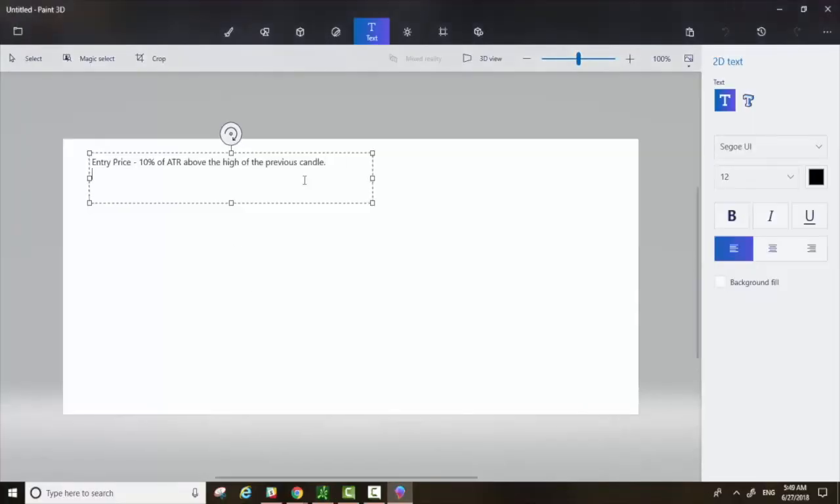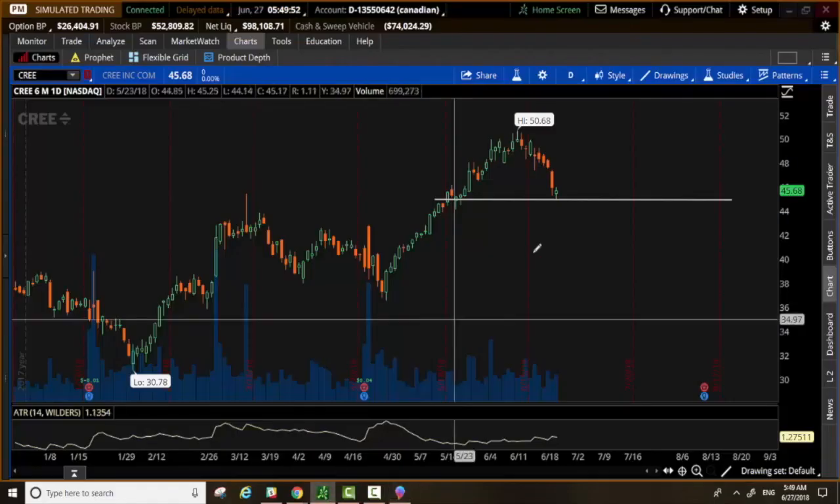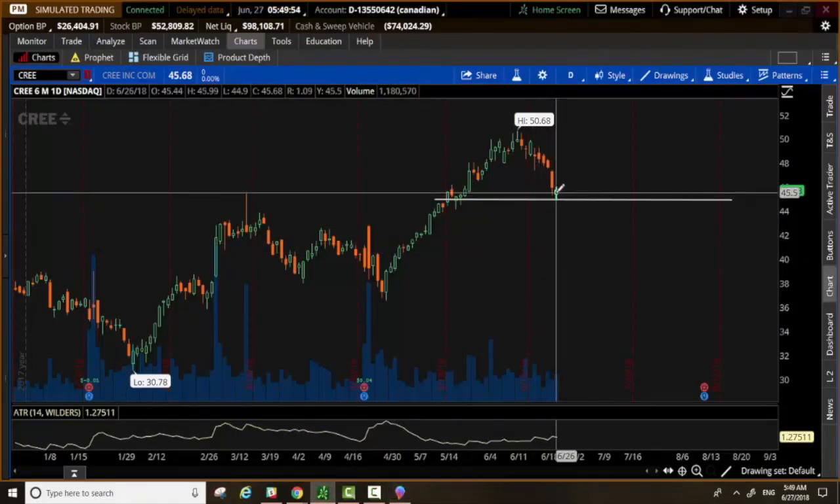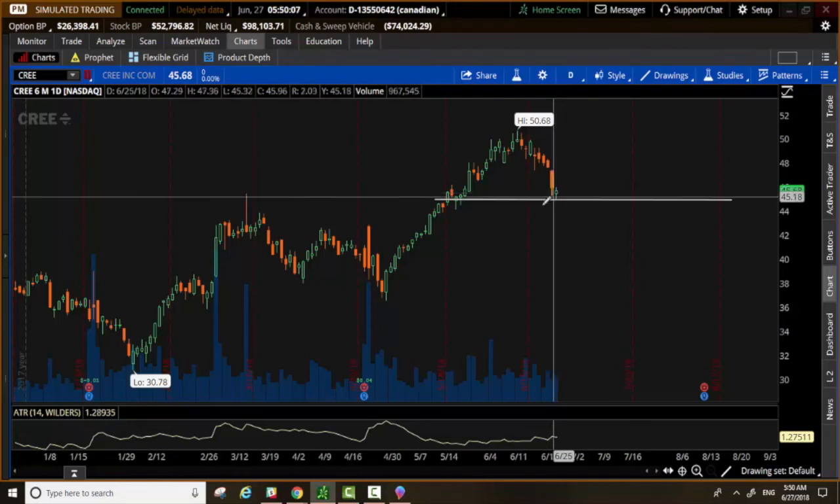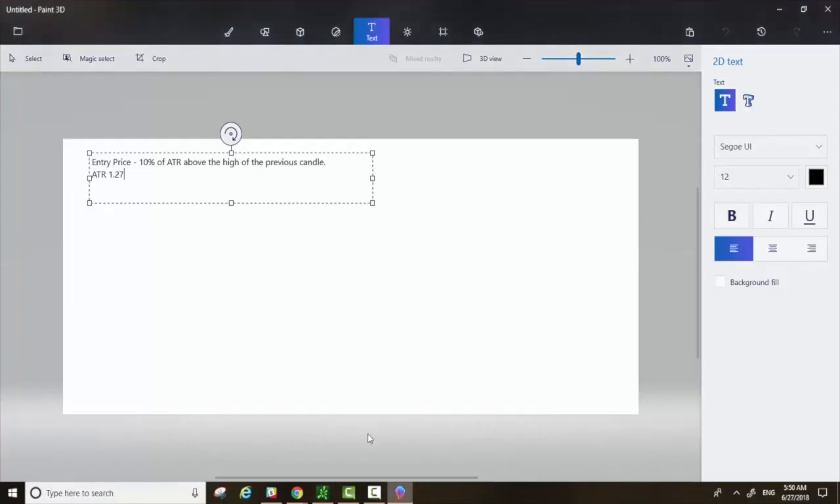So if we got to go 10% of an ATR above that, the ATR for this was 1.27, right? So that means approximately it moves 1.27, up or down on average over 14 days. Okay. So if you look down at the bottom left-hand corner here, you can see it says ATR 14 while there's 1.27. Okay. That's how we found out that information. All right. So we go back here. So now we know our ATR. We know the high of the day, high of the previous candle.